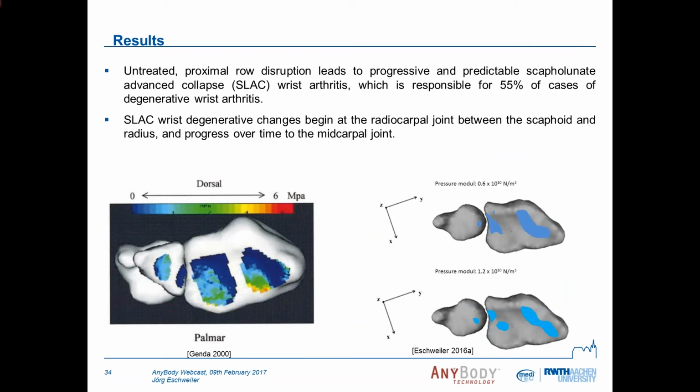Furthermore, we investigated the contact areas. Slack wrist degenerative changes begin at the radiocarpal joint between the scaphoid and the radius, and progress over time to the midcarpal joint. We investigated this with our model and found a good agreement with the literature, which is shown on the right side. On the left side you see for comparison an example taken out of the literature.